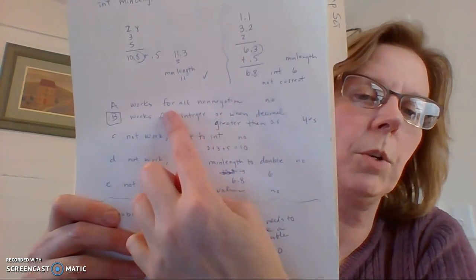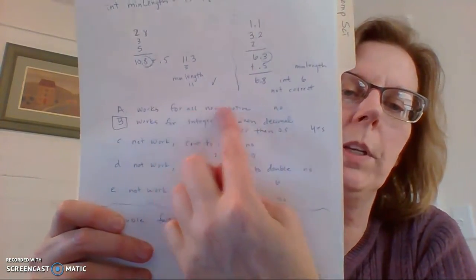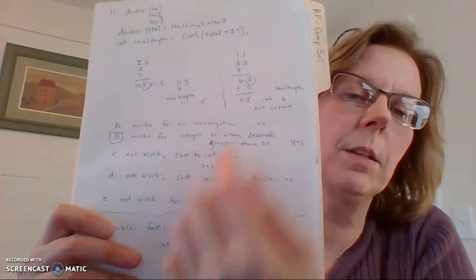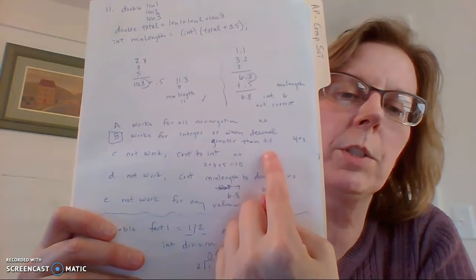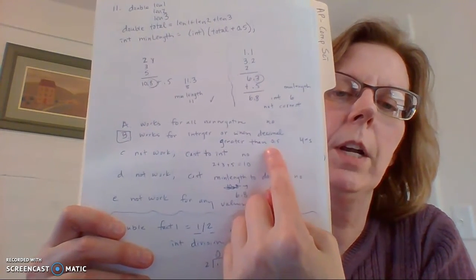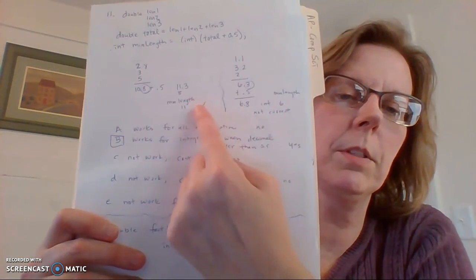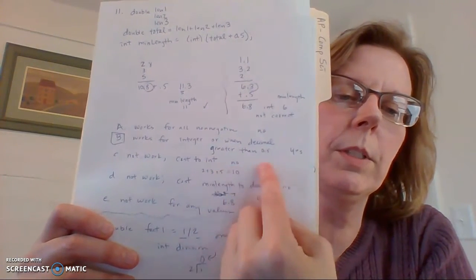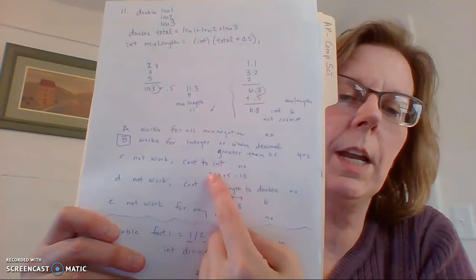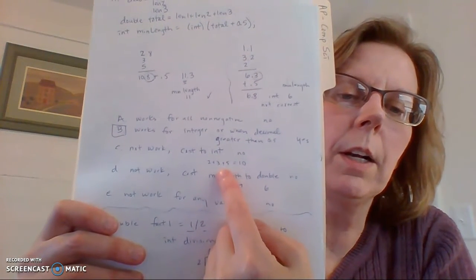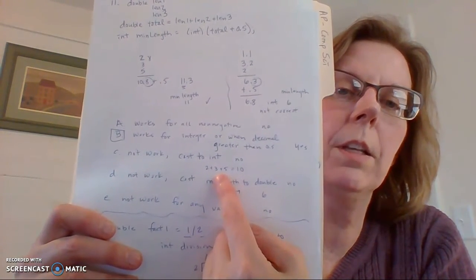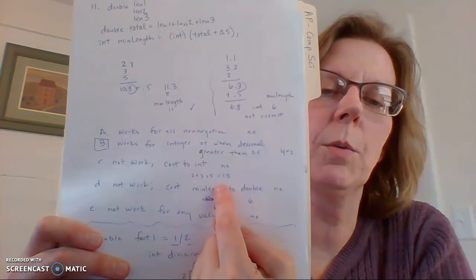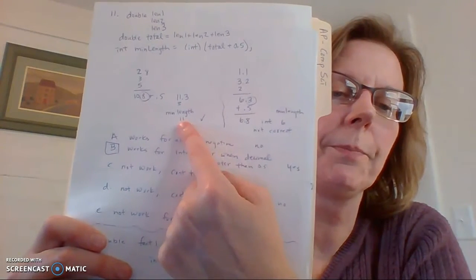Part A says it works for all of them. Well, that's not true because this example over here didn't work. Part B says it works for integers or decimals when they're greater than a half. I'd say yes, that worked because that was this scenario over here. So we're just going to read the rest of them to see. This one says it doesn't work and I need to cast it to an int. So if I do that, if I cast the numbers to an int beforehand, I end up with 10, and that doesn't work because we wanted 11.